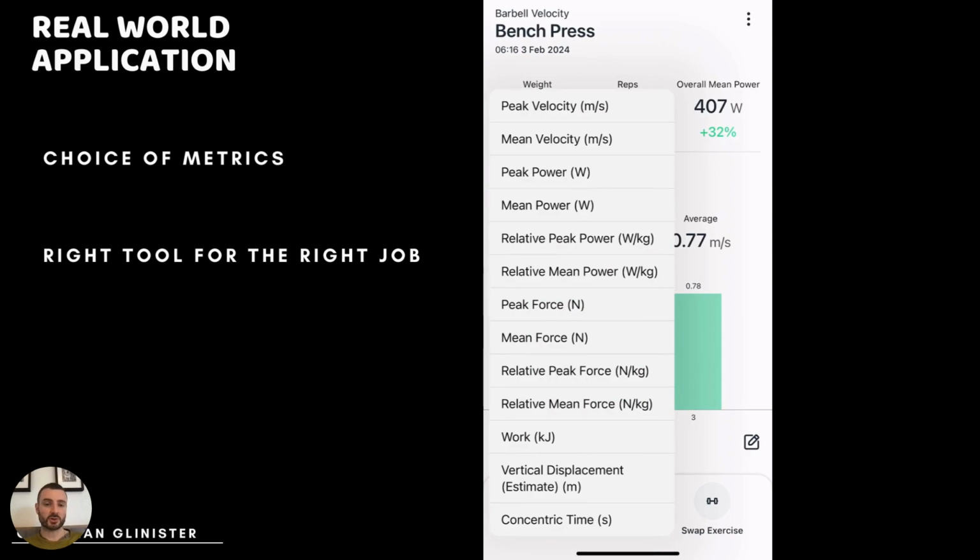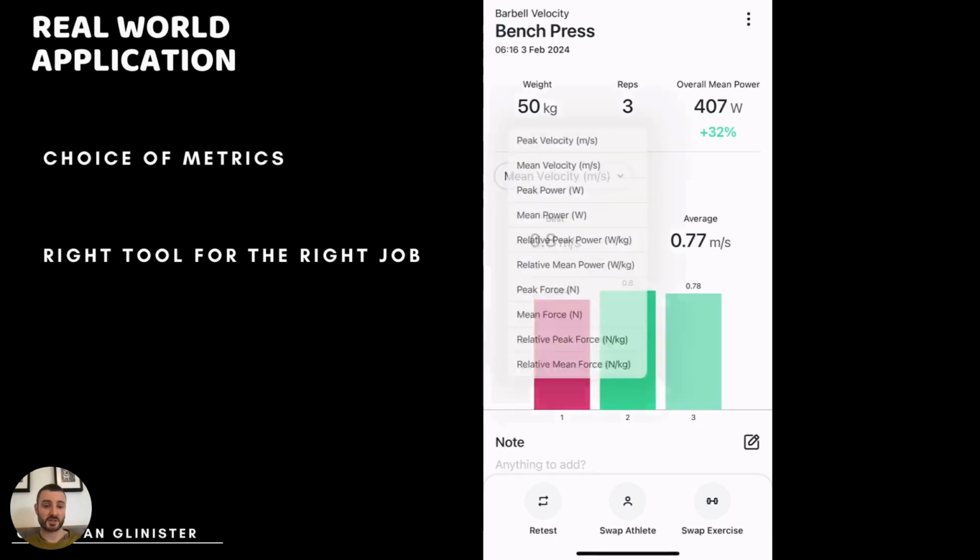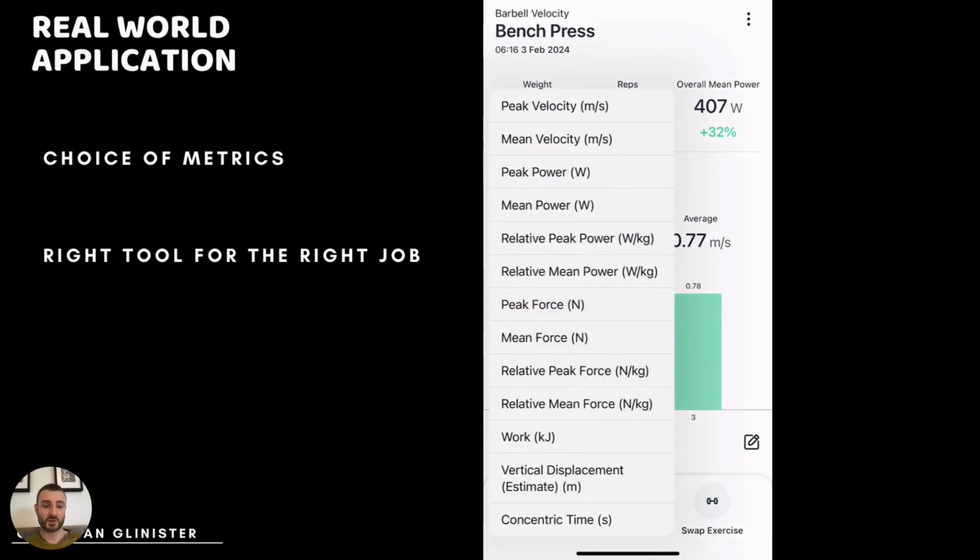Then we can have a look at the whole choice of metrics depending on the device you use. My device offers me all these different metrics here that you can see. So I have to choose the right tool for the right job. Am I looking at peak or mean velocity, peak or mean power, relative power, force, which measures in newtons, relative peak force, work completed in kilojoules, or vertical displacement? It all depends on what is the movement you're doing, what phase you are in training.